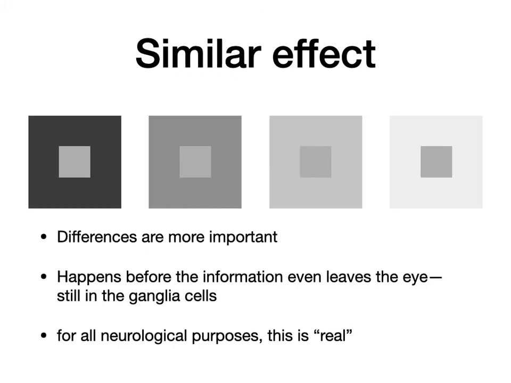Similar effect with these center surround scenarios. If I asked you which one of these had the lightest center, you would absolutely say the left one, right? But that's not the case. They are all the same luminance. The centers are all the same. The right one looks darker, the left one looks lighter. There's a difference effect going on here.